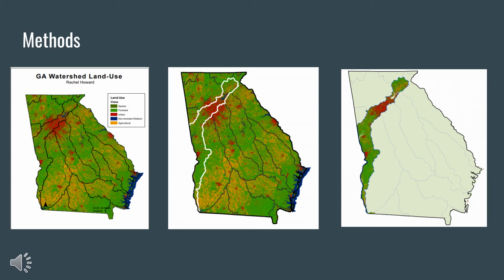To make sure I was able to focus on the Chattahoochee watershed, I used a series of tools within ArcMap to remove the unnecessary data from the other watersheds, but keep the land use data for the Chattahoochee in place. Once I was able to get all of the land use data for the Chattahoochee watershed, which you can see on the right, I began to analyze the data based on the individual land use attribute tables.